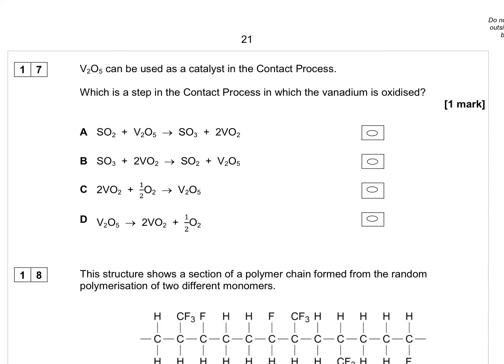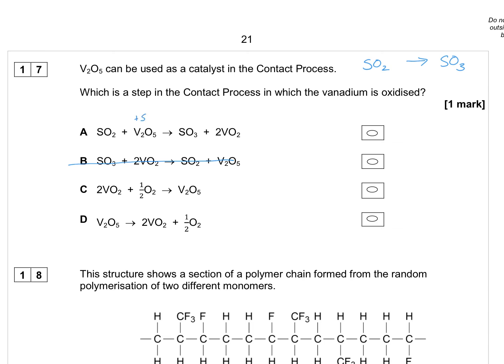So question 17 asks about vanadium oxide being used as the catalyst in the contact process. So if we remind ourselves that the contact process, the main part of it is where sulfur dioxide is being transferred into sulfur trioxide. So if we then look and it's asking which one is vanadium being oxidised, so we know that B isn't happening in the contact process.